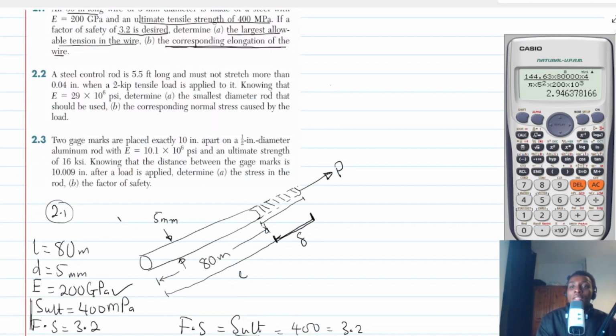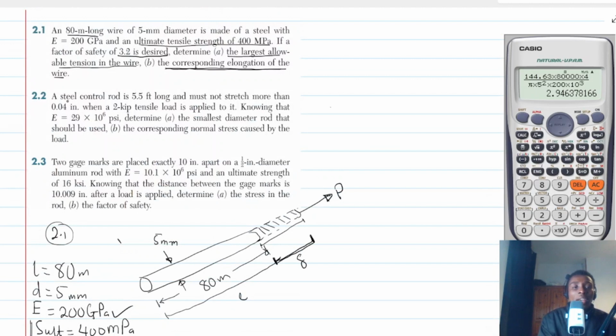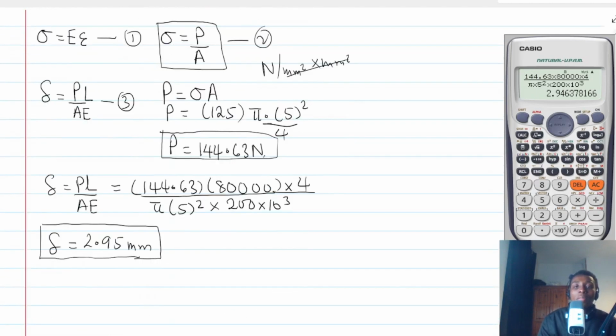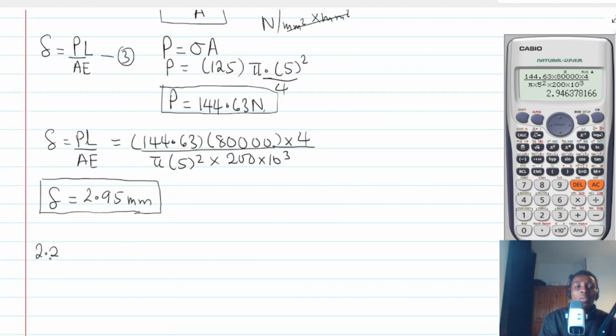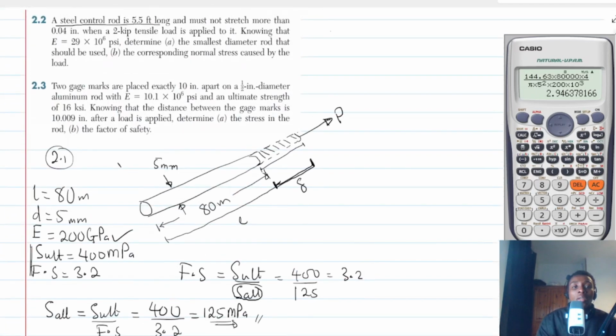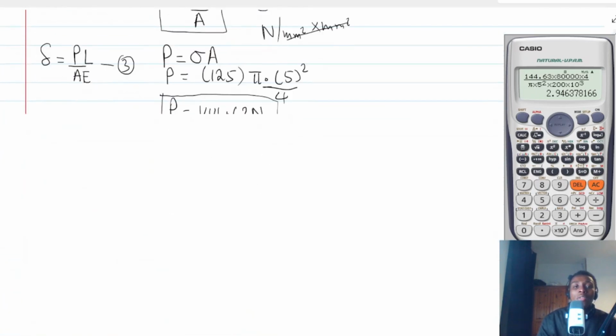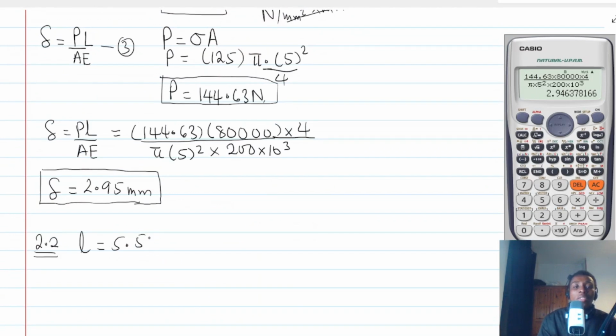With the next question, he's saying that a steel control rod of length, so the same preamble, but this time round, the length is what? 5.5. Okay, so the length is 5.5 feet.